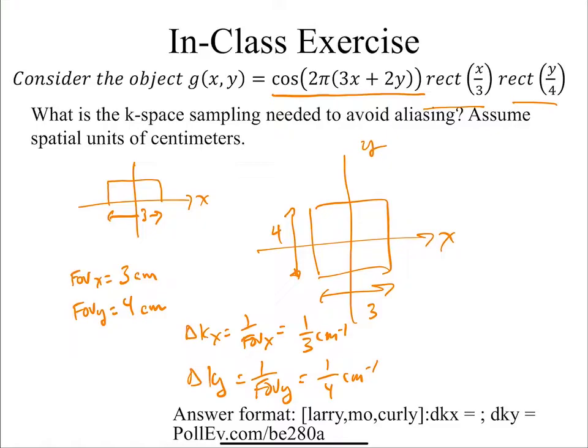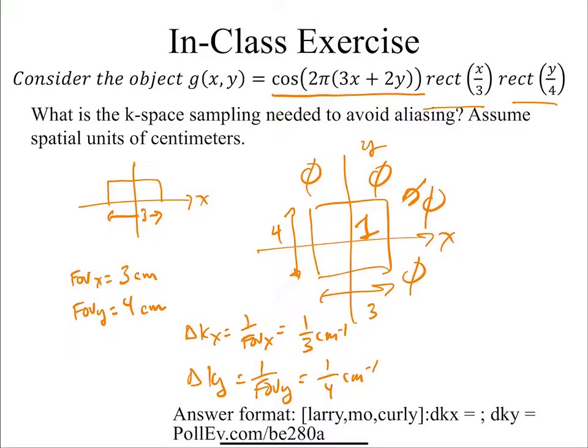Oh, the cosine? So the rect function looks like this, right? It's 1 here and it's 0 everywhere else, right? The cosine is everywhere, right? Cosine of 2 pi (3x plus 2y) is defined at all x and y. So the rect function is what determines the limit of your object, right? Because the object only has value within where the rect function is 1. So that's going to determine your f of v. All right. Any other questions?